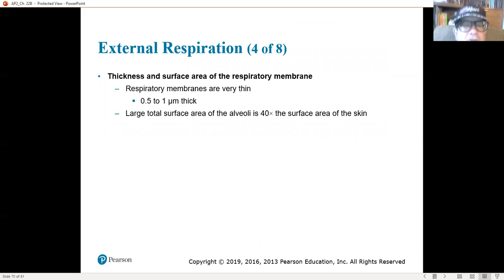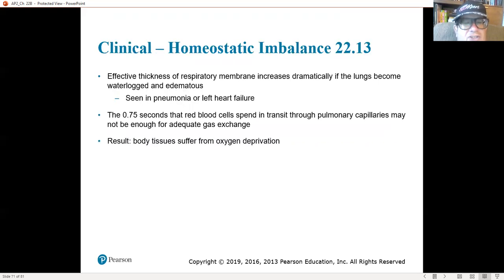All right. So the thickness of the membrane matters. The thicker you make it, the harder it is to transfer gas. That's why we have very thin membranes. We're talking half a micron to 1 micron in thickness. The total surface area of the alveoli is 40 times the surface area of your skin. So many alveoli means you have many alveolar walls, which means you have lots of surface area to do gas exchange across.